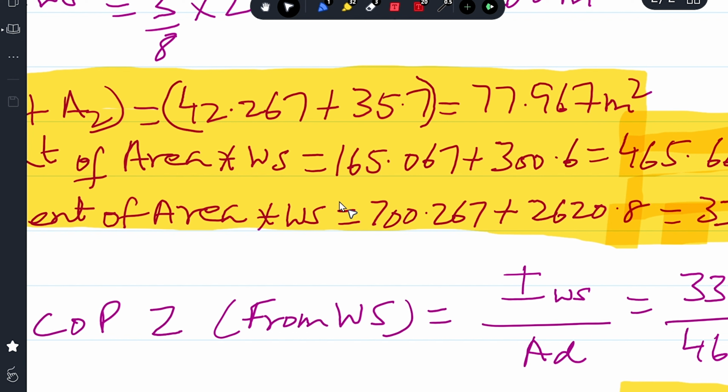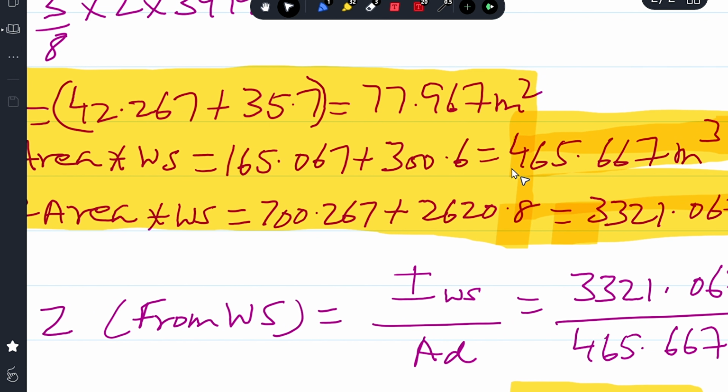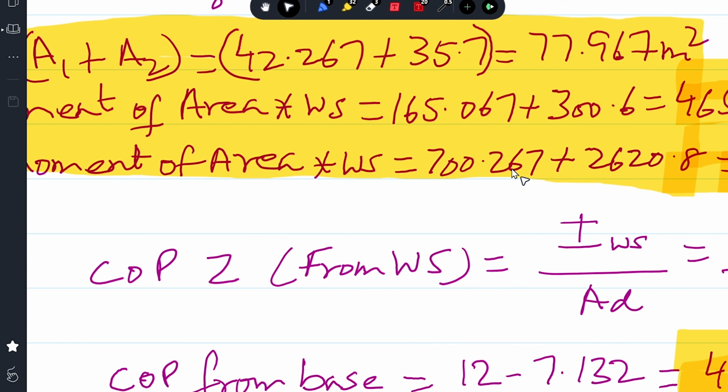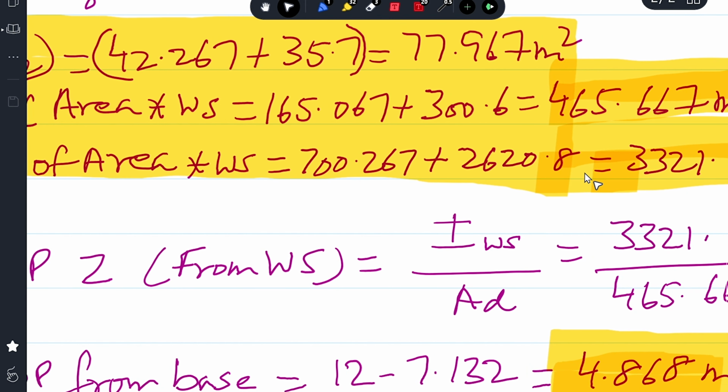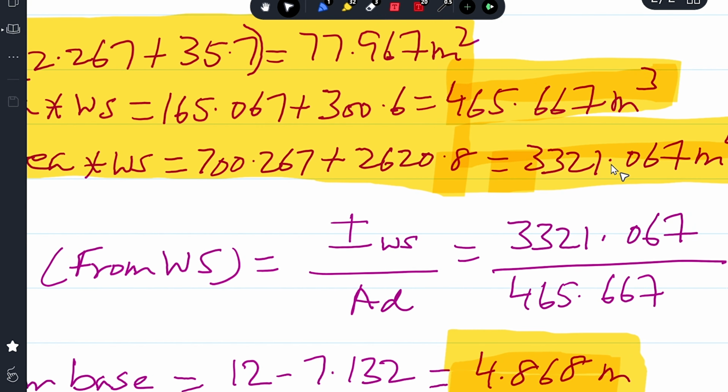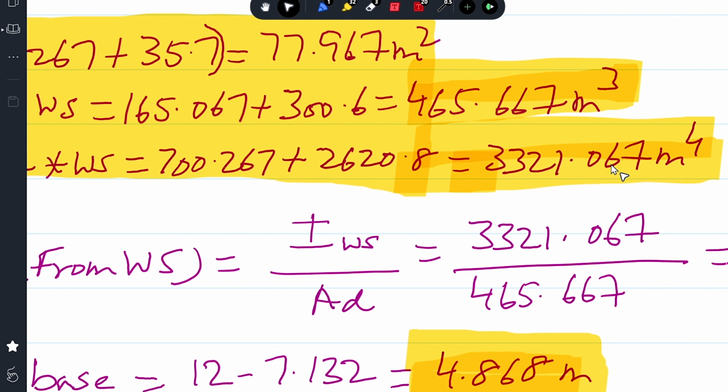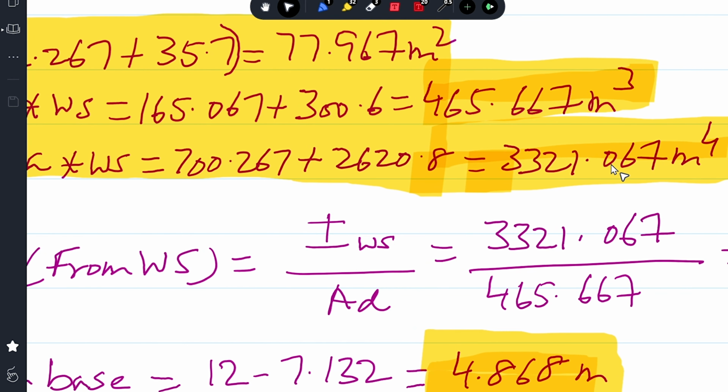Then first moment of area: 165.067 plus 300.6, top portion plus bottom portion, and total is 465.667. Then total of the second moment of area about water surface. From area A1 we got 700.267, and from area A2 we got 2620.8. We add them up and we get 3321.067 meter raised to the power 4. So these are now the total area, total first moment of the area and total second moment of the area.